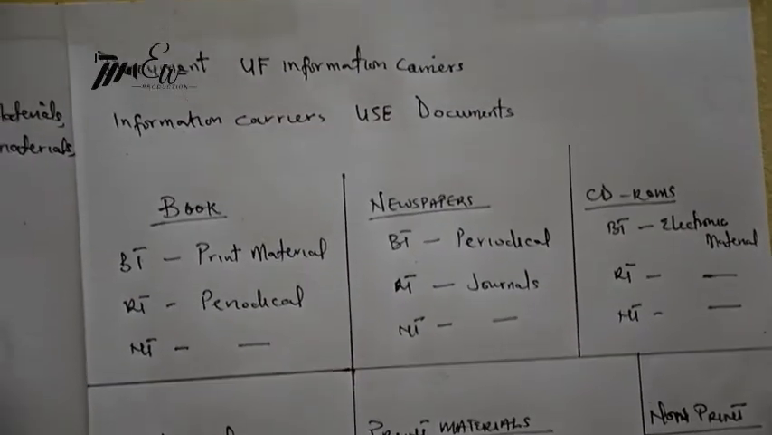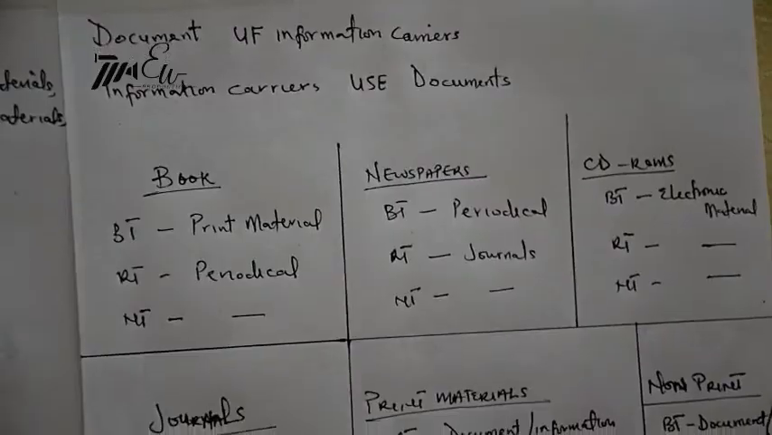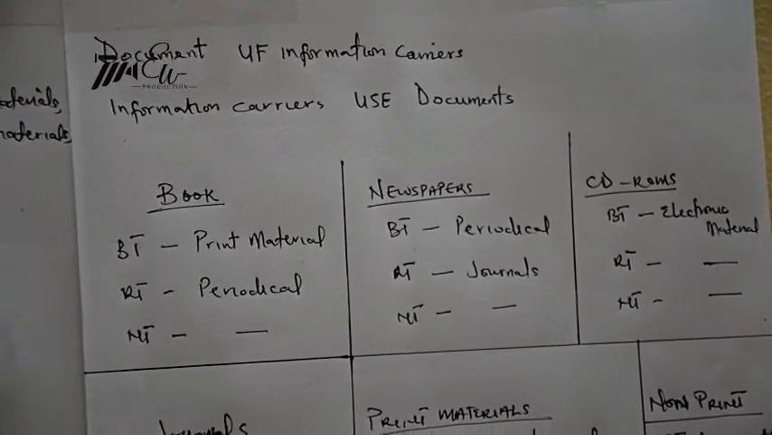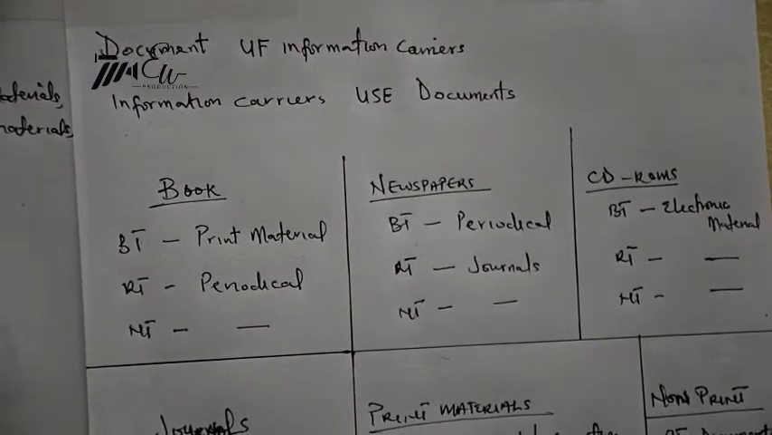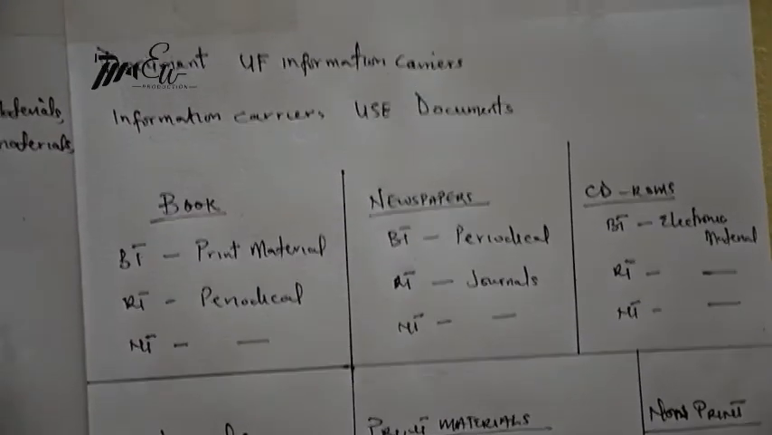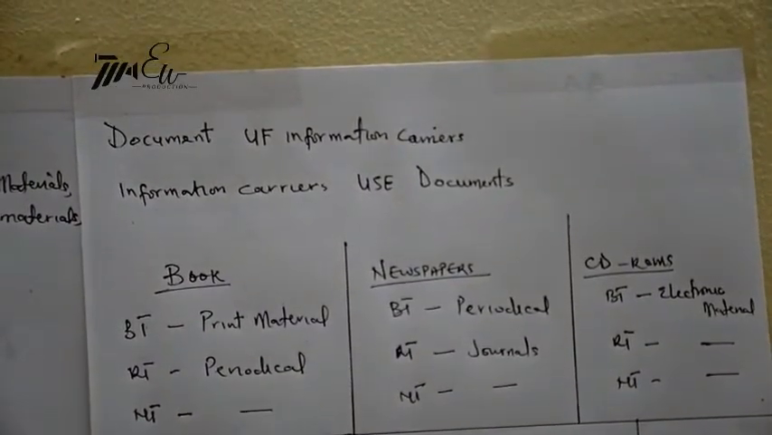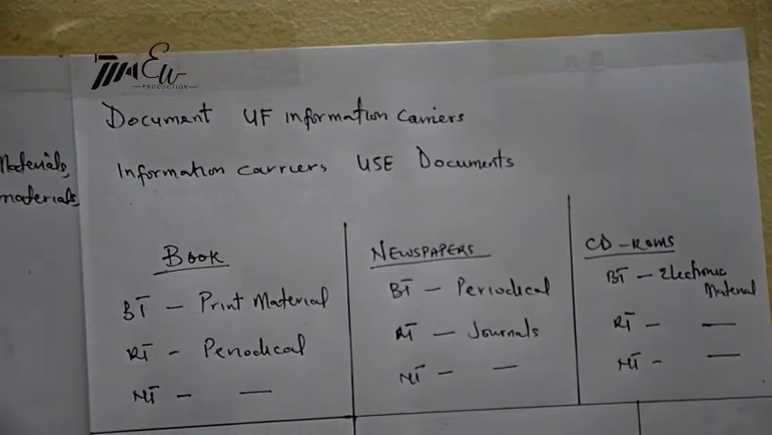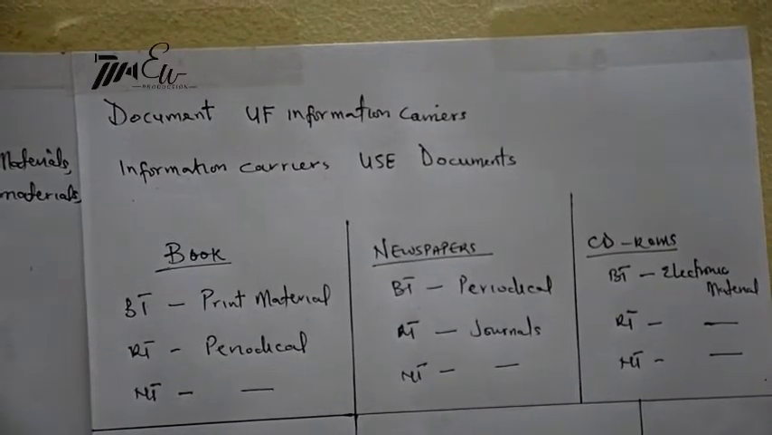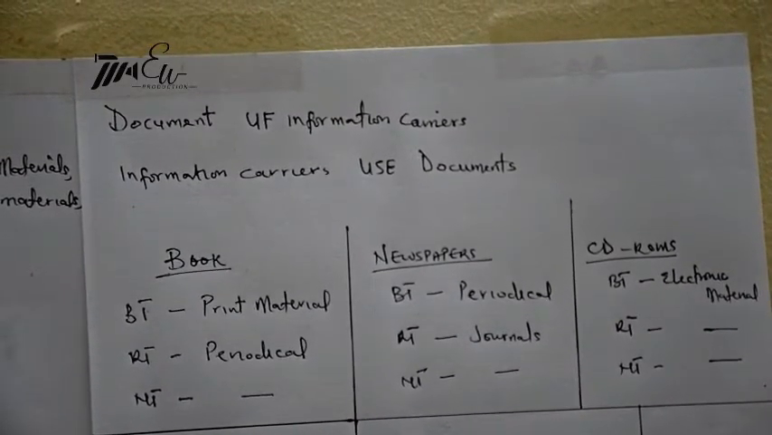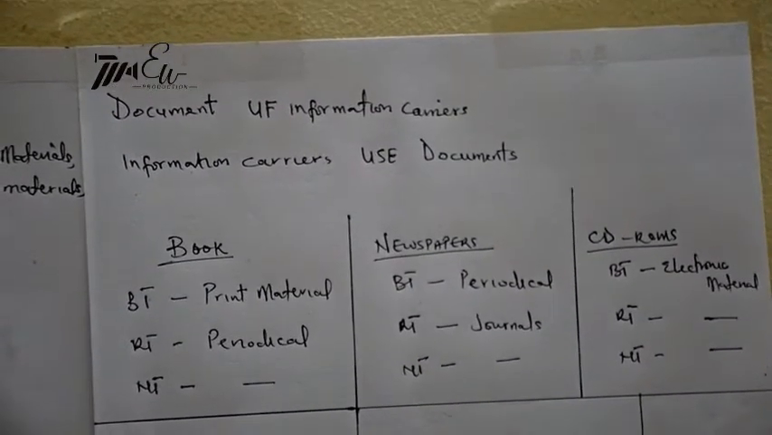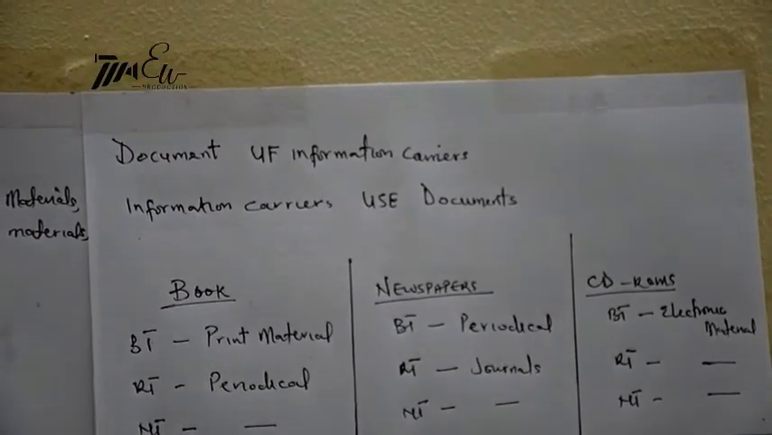When you authorize book, you go to your tree diagram, then you try to locate book. When you locate book, you find out that the term that is on top of book is print material. I was saying that broader term is any term that is on top of the authorized term. So if the authorized term is book, you locate book and ask yourself what is immediately on top of book. It is print material. So the broader term of book is print materials.